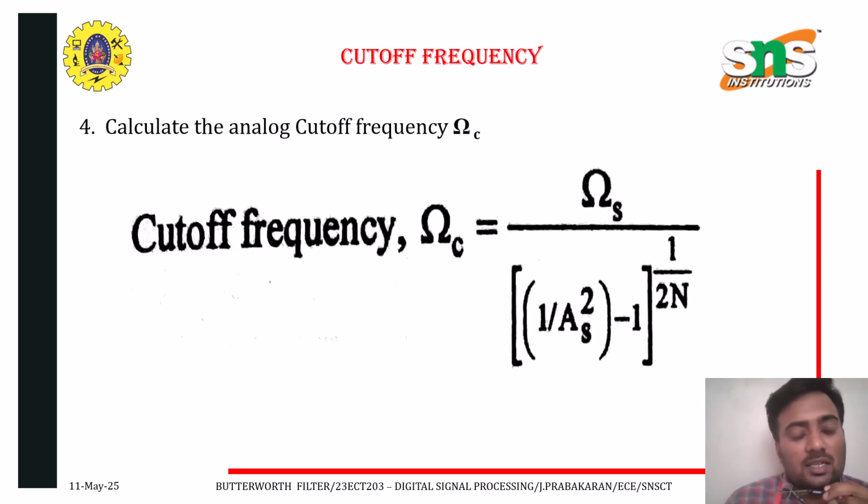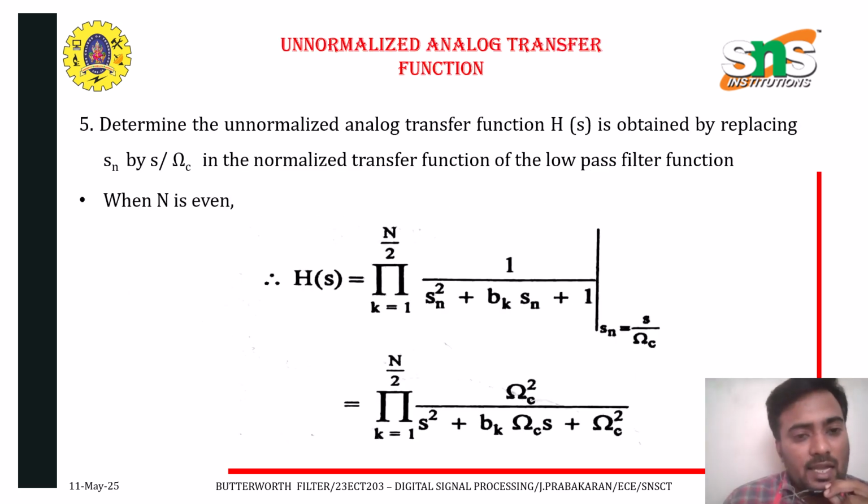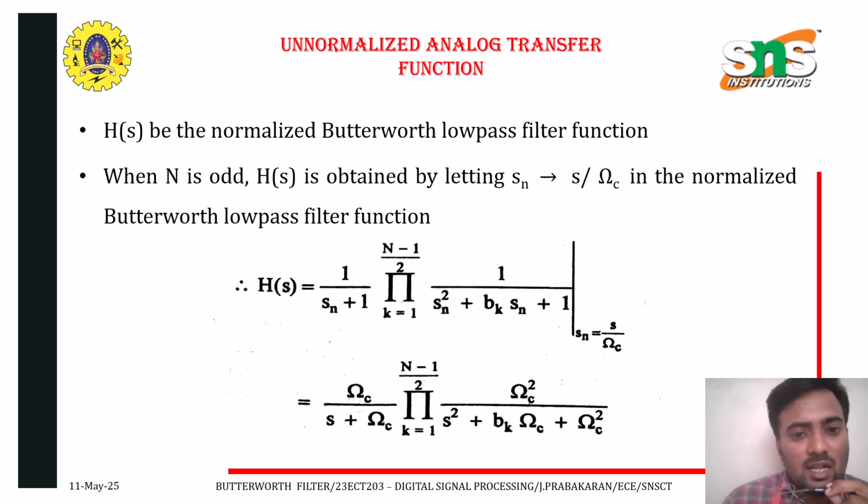And next step, we have to calculate the analog cutoff frequency. This is the formula for the cutoff frequency: omega c equal to stop band frequency divided by (stop band attenuation minus 1) whole power 1 divided by n. Next step is how to calculate the unnormalized analog transfer function, which is H of s, obtained by replacing Sn by s divided by omega c in the normalized transfer function of the low pass filter. When n is even, we have one formula, and when n is odd, we have another formula. This is the formula for n is odd.